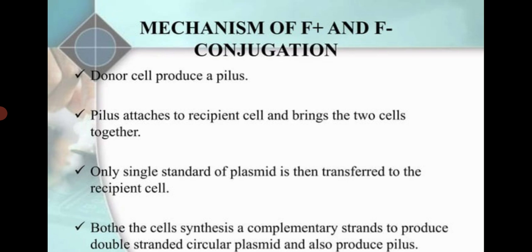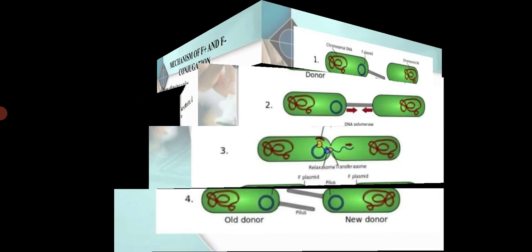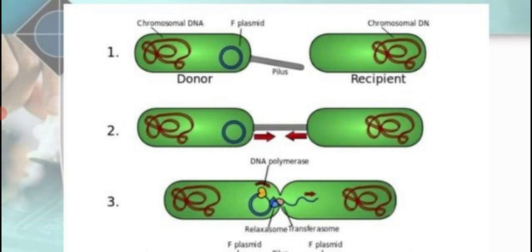The donor cell produces a pilus. The pilus attaches to a recipient cell, and one conjugation bridge is formed between the two cells. Only a single strand of a plasmid is transferred to the recipient cell, and the complementary strand is formed on that single strand. In this image, there is a cross between F plus and F minus cells.